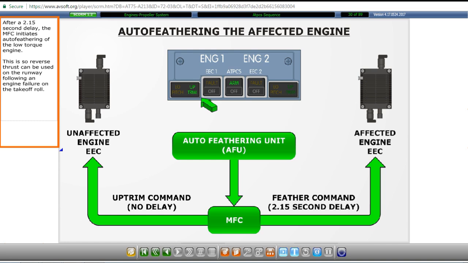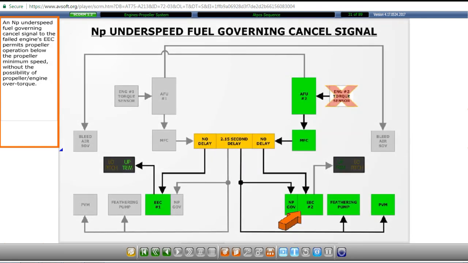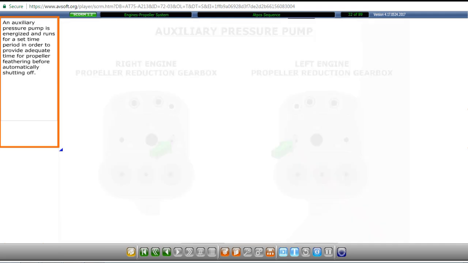After a 2.15 second delay, the multifunction computer initiates auto feathering of the low torque engine. This is so reverse thrust can be used on the runway following an engine failure on the takeoff roll. An NP underspeed fuel governing cancel signal to the failed engine's EEC permits propeller operation below the propeller minimum speed without the possibility of propeller engine overtorque.